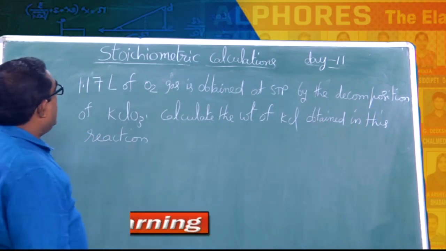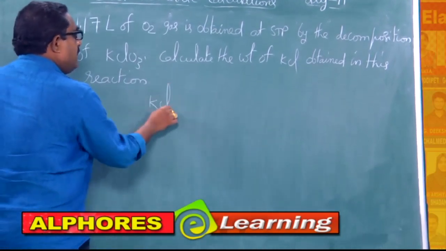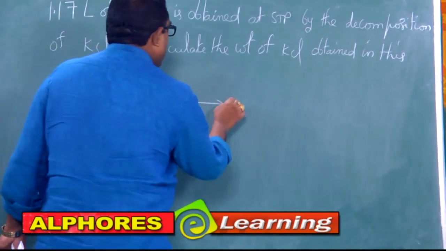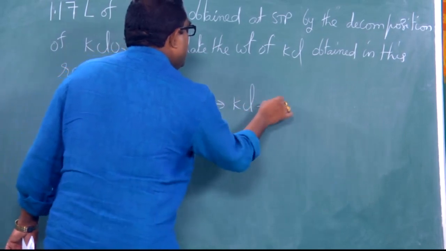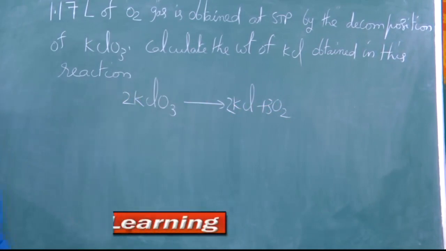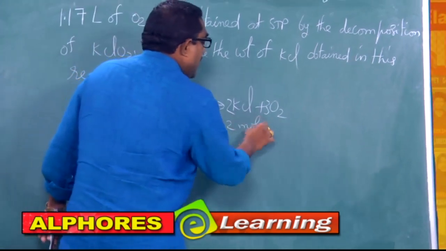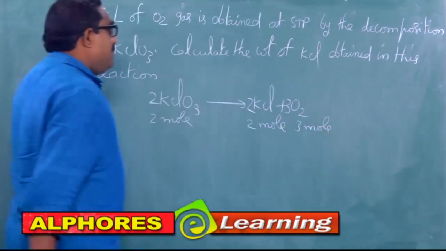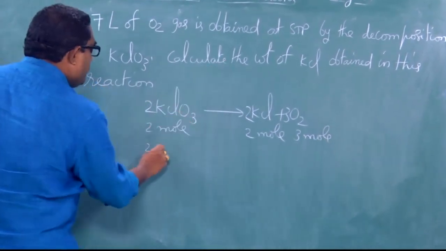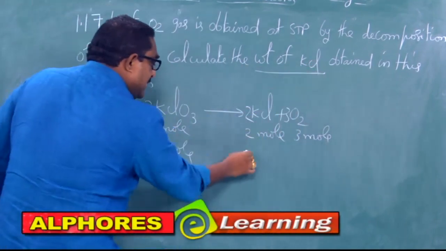Now, let me explain how to solve this question. First of all, we have to write the balanced chemical equation for the decomposition of potassium chlorate. Potassium chlorate always on decomposition gives potassium chloride and oxygen gas. So, this is the balanced chemical equation we know: 2 moles gives 2 moles and 3 moles oxygen. Here potassium chlorate, no problem, simply you can write 2 moles. And he is asking for potassium chloride mass, so convert this into mass.